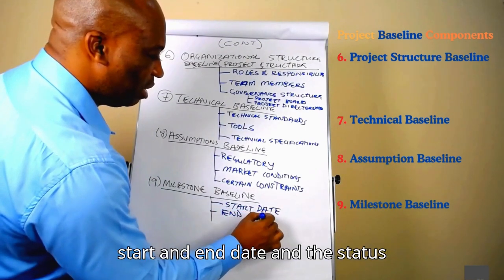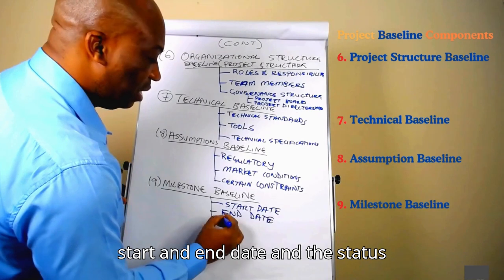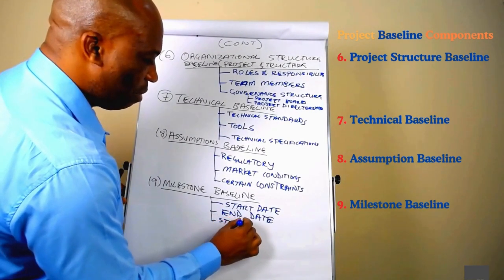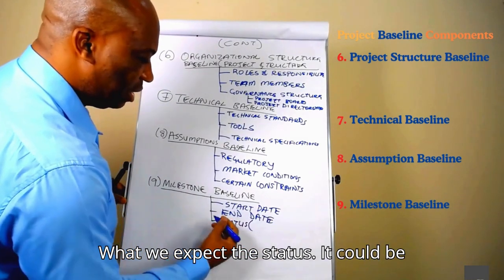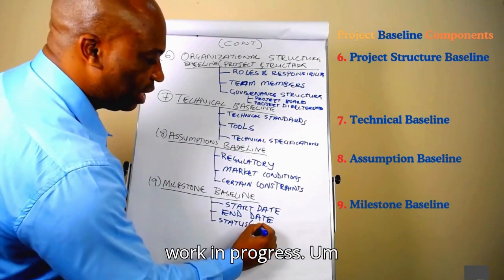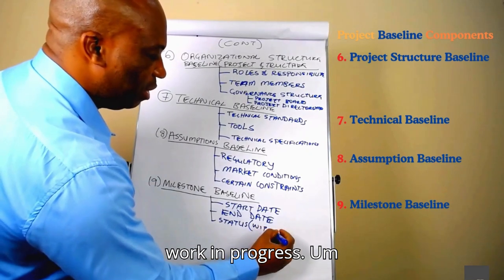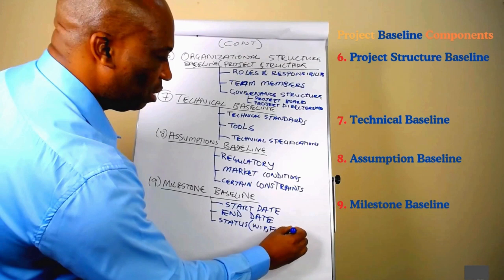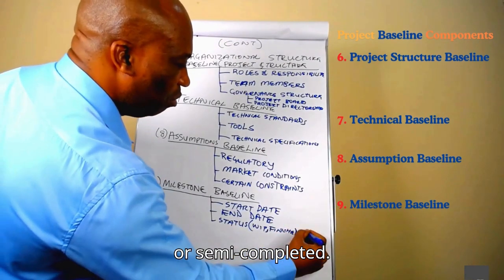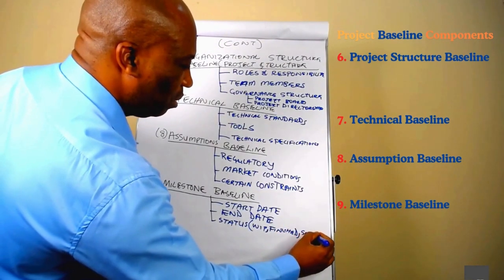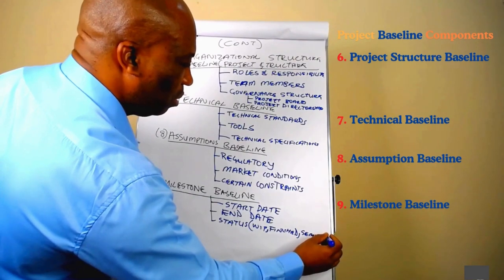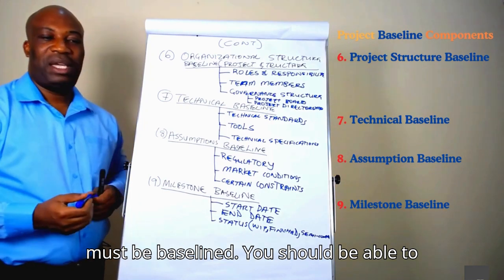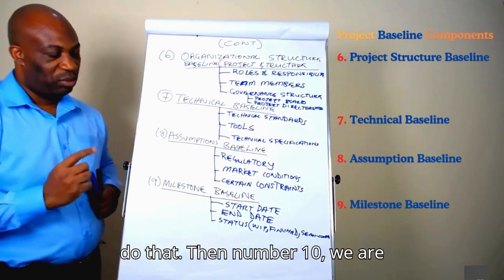Each milestone must have a start and end date and the status of the milestone. What we expect the status to be could be work in progress, it could be finished, or semi-completed. This is very important. Each milestone must be baselined. You should be able to do that.